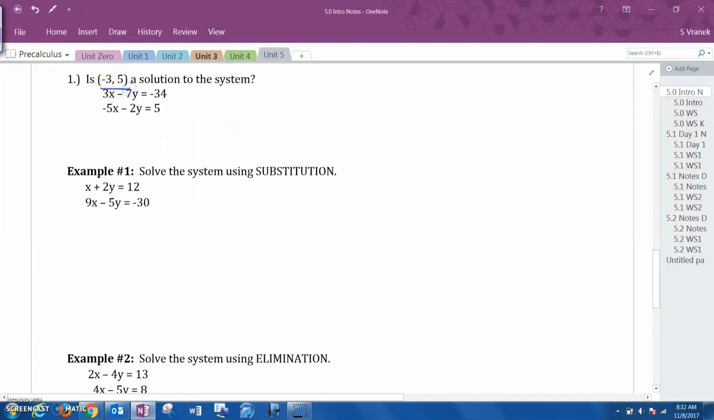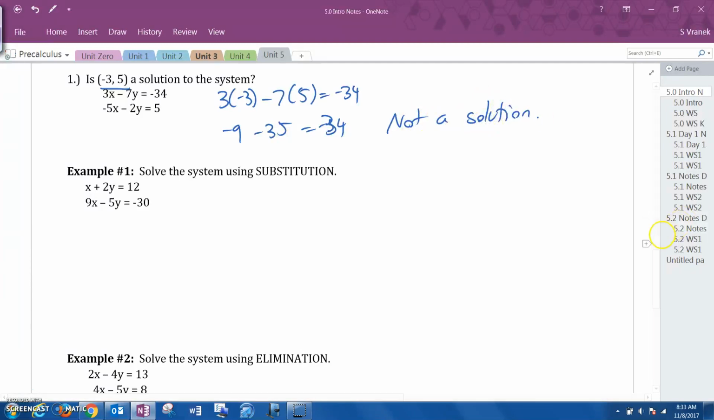Alright, solving systems real quick. Is this a solution? All you have to do is plug it in to see. So I'm going to plug negative 3, 5 into the first one. You have to check both, although if one of them doesn't work, then you know for sure it is not a solution. You get negative 9 minus 35 equal negative 34. That is definitely not true, so it's not a solution.